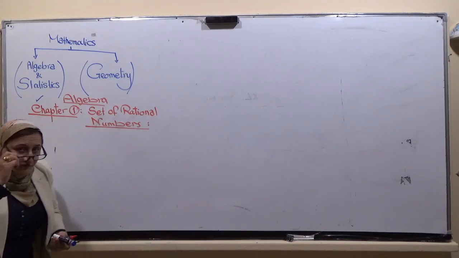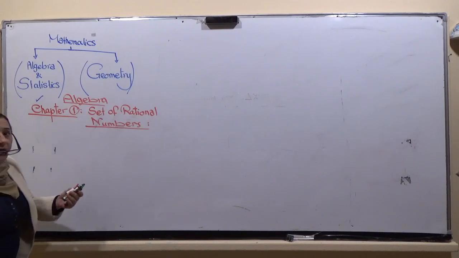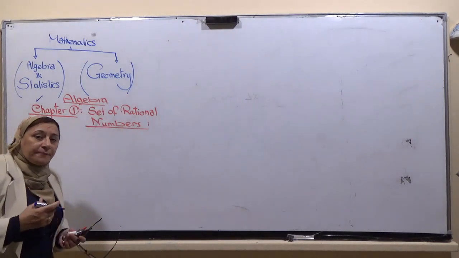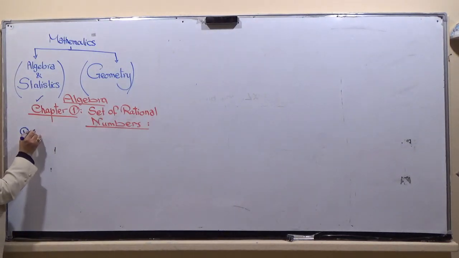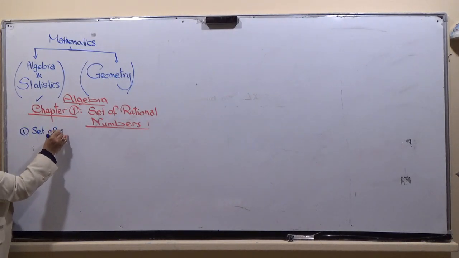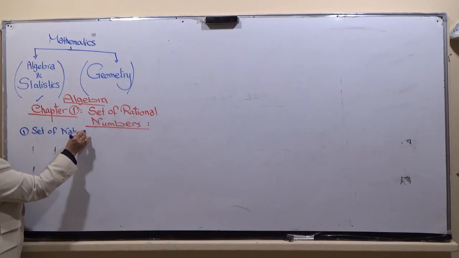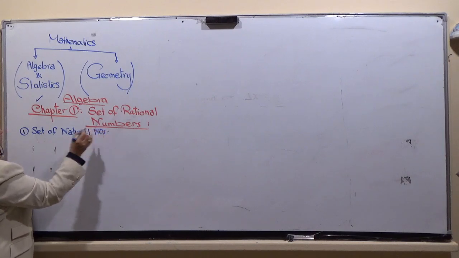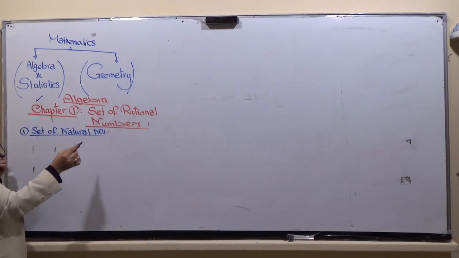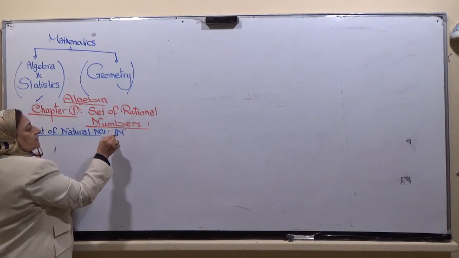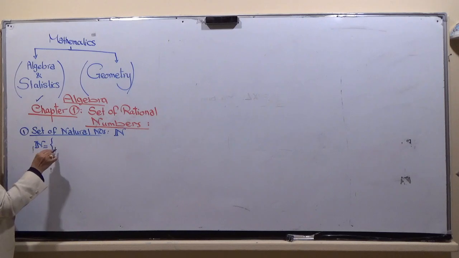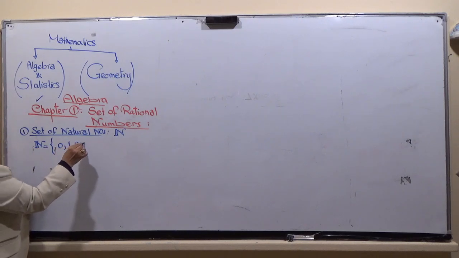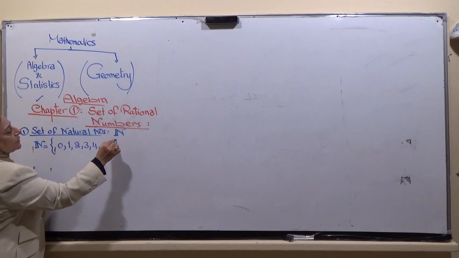At the beginning, I want to go back with you to know what are the sets that we studied before in the previous years. Number one, the set of natural numbers. This set is symbolized as N like this. It is 0, 1, 2, 3, 4, up to infinity.